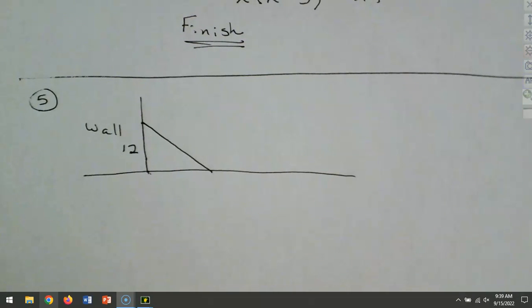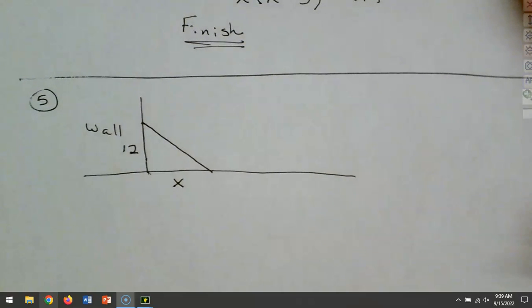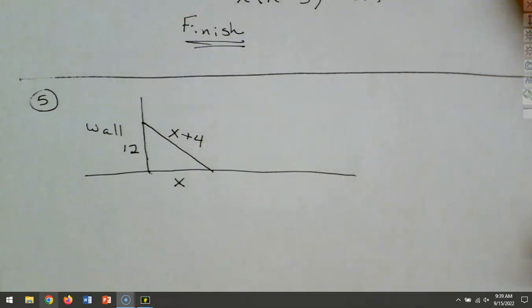We don't know the length of the ladder, but we do know the length of the ladder is 4 more feet than the distance from the wall. So we don't know how far the horizontal distance is. So that's going to be our x. And we don't know the length of the ladder, but it says the length of the ladder is 4 more. So that would be x plus 4.